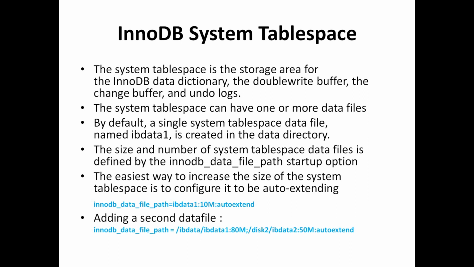This change buffer is a special data structure that caches changes to the secondary index pages when those pages are not in the buffer pool. The buffer changes, which may result from insert, update or delete operations, are merged later when the pages are loaded into the buffer pool by other read operations.